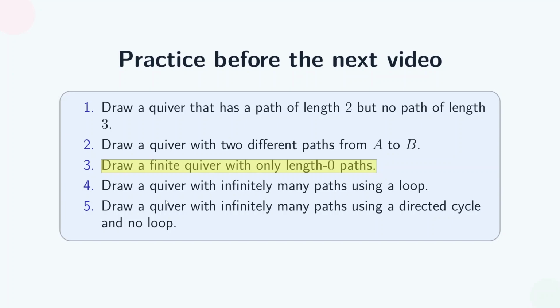Then try drawing a quiver with infinitely many paths using a loop. And after that, try drawing one with infinitely many paths using a directed cycle but no loop. These exercises are small, but they train exactly the right intuition. They help the idea settle into the mind naturally.